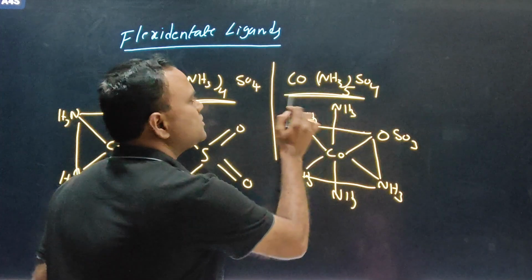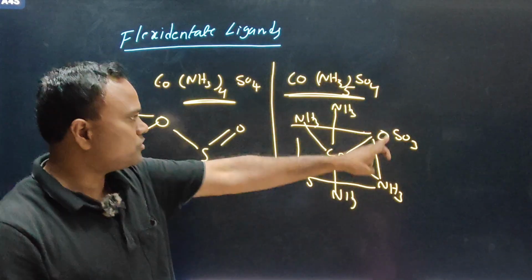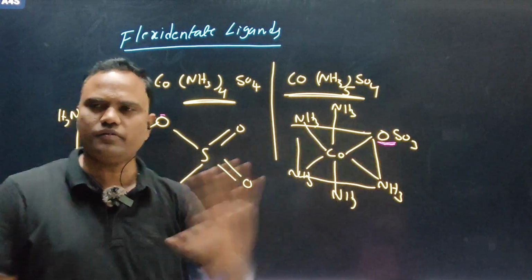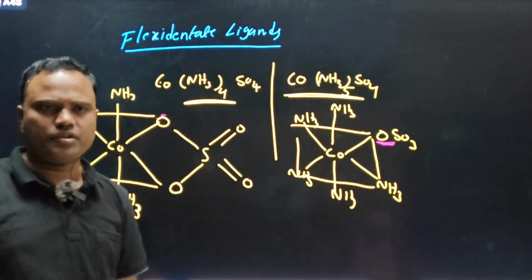Here cobalt is connected with the 5 already. More, 1 atom only required. So sulfate is giving only 1 here. Here it is giving 2. Here it is giving only 1. This is called flexidentation. Clear? Note down the definition.